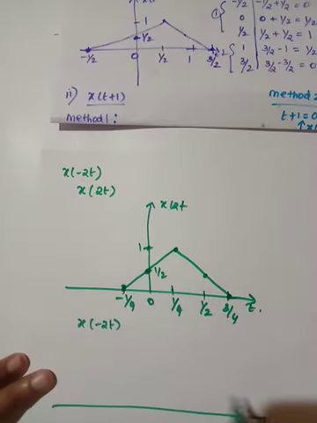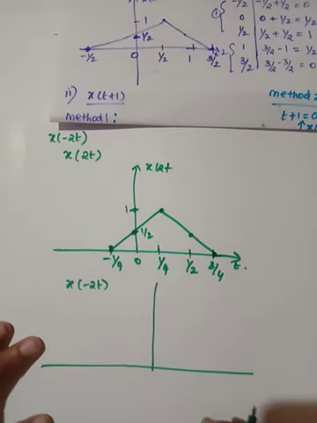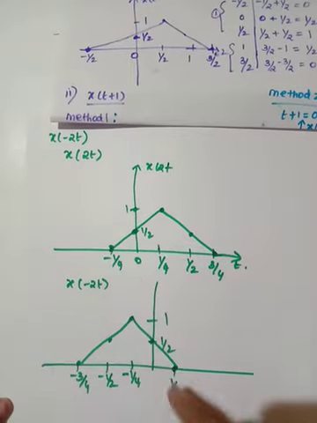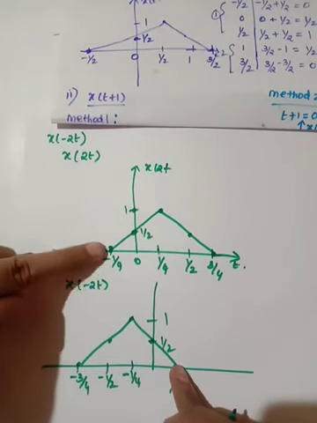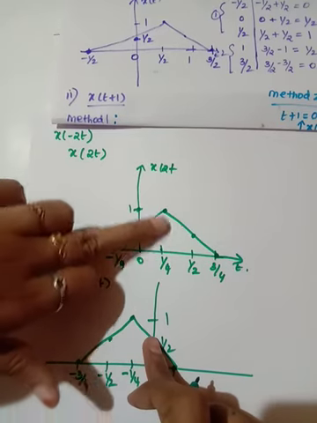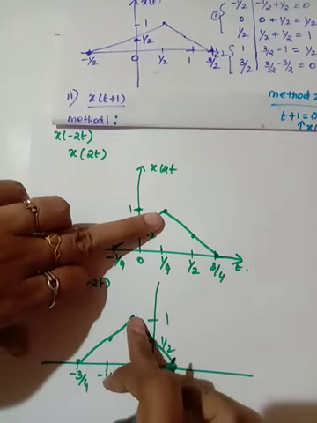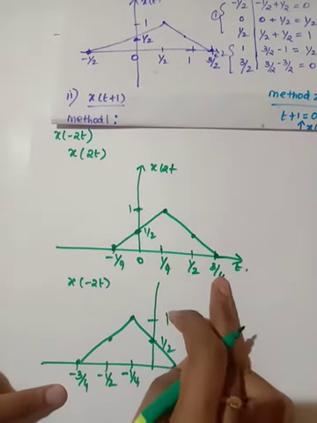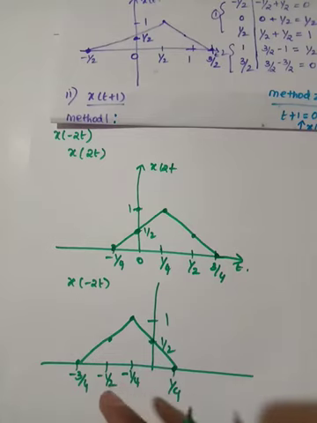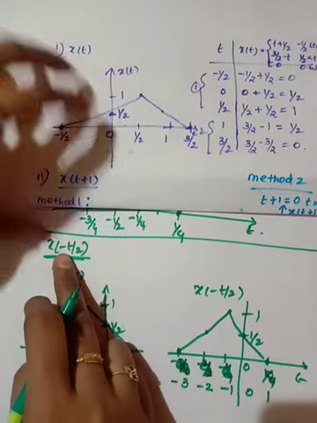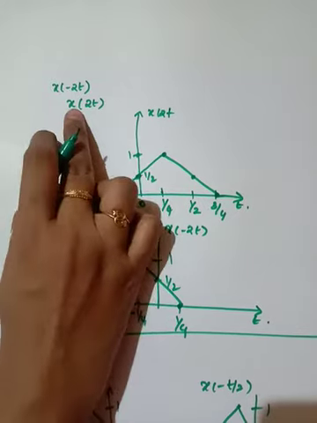So what is the reversal concept? Whatever you have on the positive side will come to the negative side. Here I have the positive side minus 1 by 4, 0, so plus 1 by 4, 0; same for 1 by 2. So minus 1 by 4 it is 1, minus 1 by 2 it is 1 by 2, minus 3 by 4 it is 0. So what you need to do is try this with method 1 and check your results for all the similar problems.